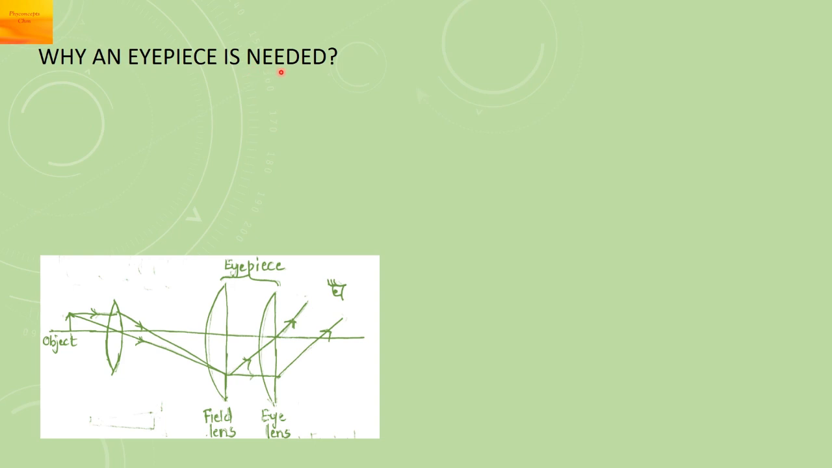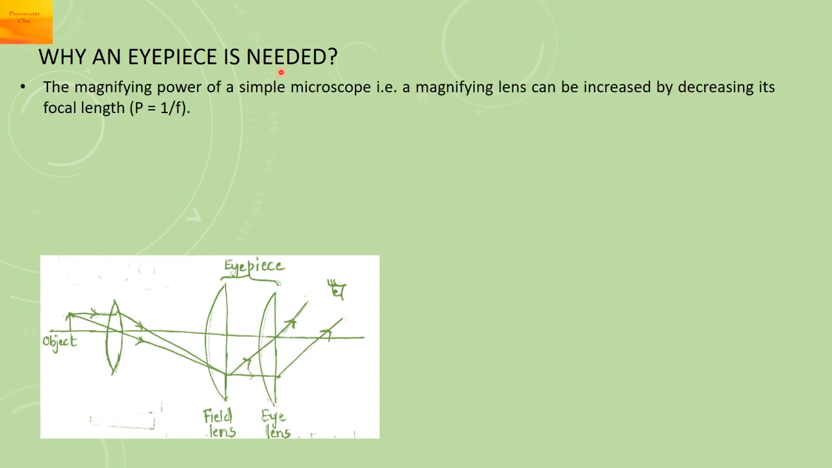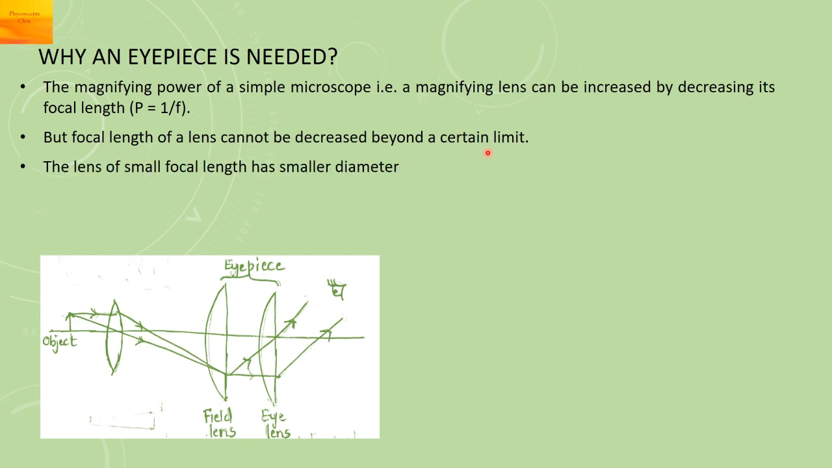Why is an eyepiece needed? The magnifying power of a simple microscope can be increased by decreasing its focal length. But the focal length of a lens cannot be decreased beyond a certain limit. There is a limitation: a lens of small focal length has a smaller diameter because the curvature of the surface is small, and the field of view is small.